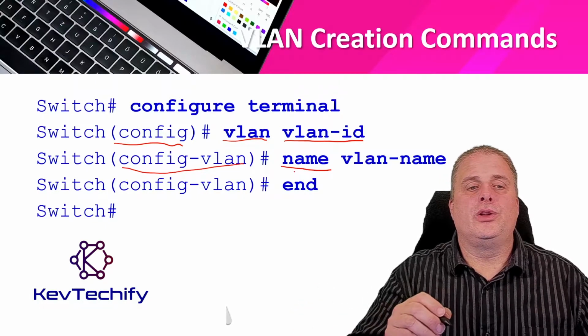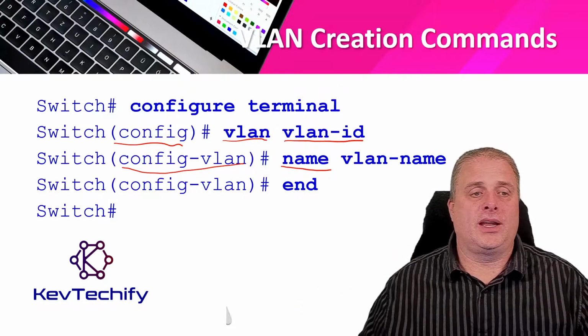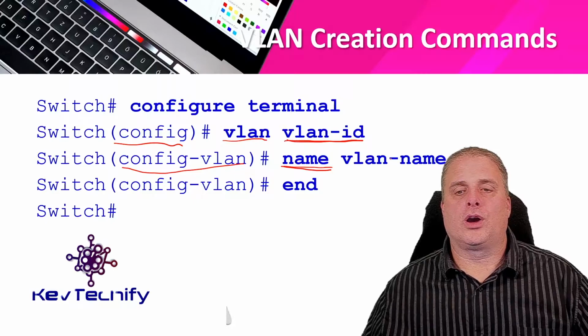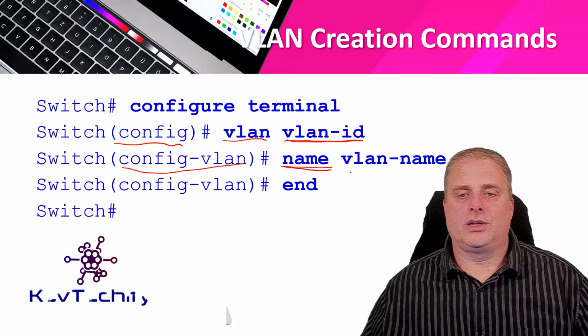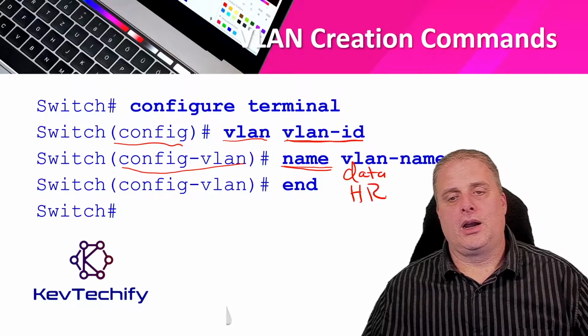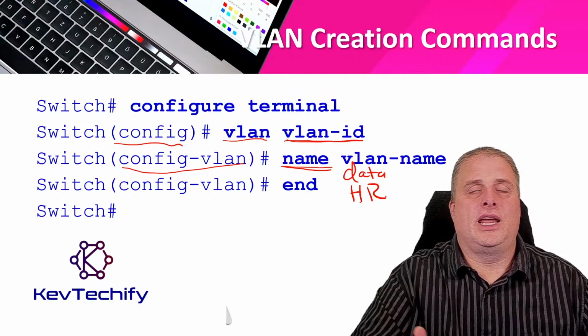That's typically all you do: you go in, you create the VLAN by using vlan and then the number of the VLAN, and then you name it, whatever you want to call it. This is where you'd call it the data VLAN. This is where you'd call it HR. Whatever you want to call it, that's the name you would give it.